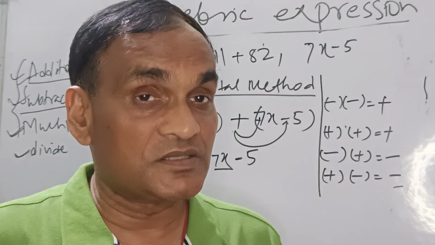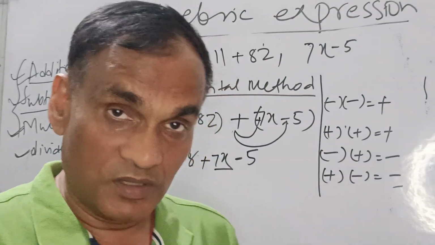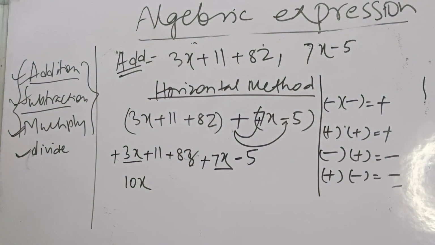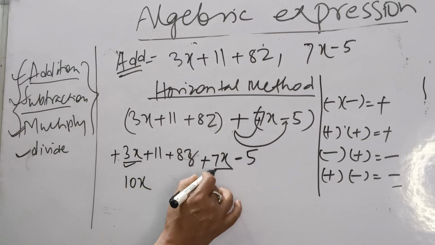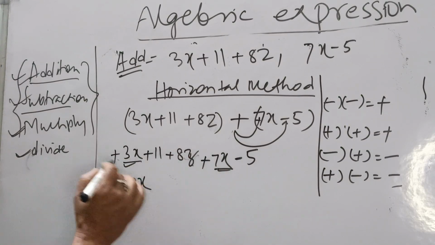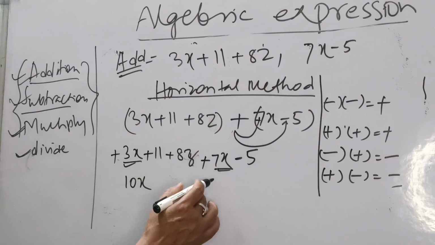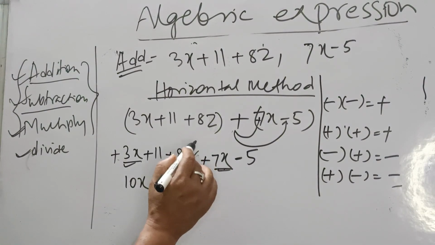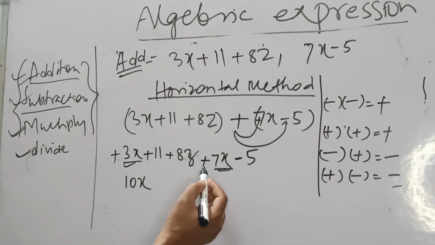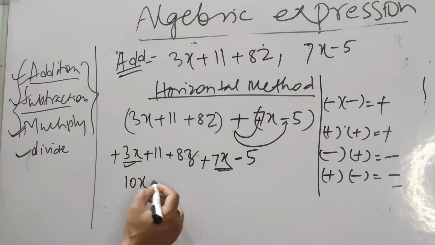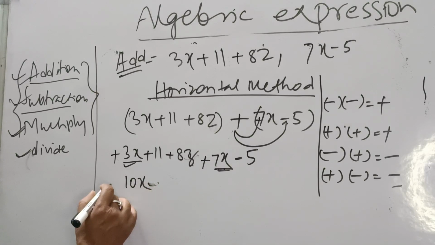So children, this is very important. Listen carefully. You have 3x and 7x. 3 and 7 is 10x. Now which one is bigger? 7x is bigger. So what sign does this 7x have? Plus sign. So here we'll write plus 10x.